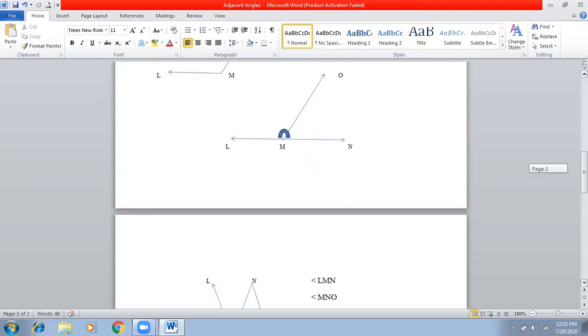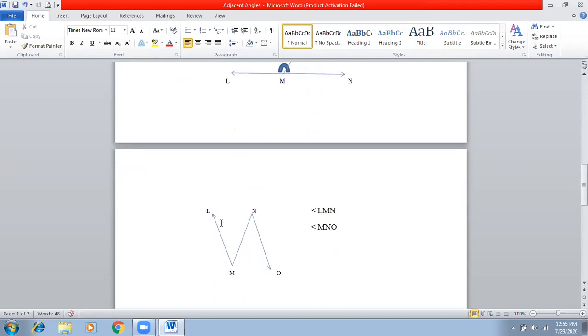Now one more example. There are two angles combined. One angle is LMN and another angle is MNO. Now we will check whether these are adjacent angles or not. First we check the side. They both have a common side, MN. So both have the common side MN.